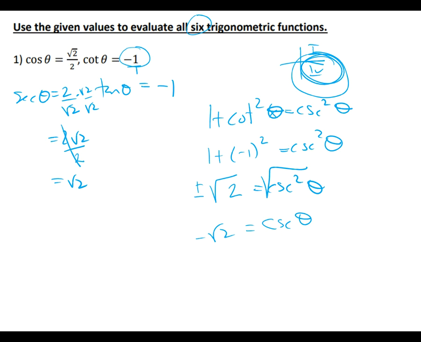Okay, got cosecant. What do I get for free from cosecant? Sine theta. And I'm going to flip it, right? I'm going to rationalize it, and hopefully you recognize that it was just the same as cosine, but with the opposite sign.